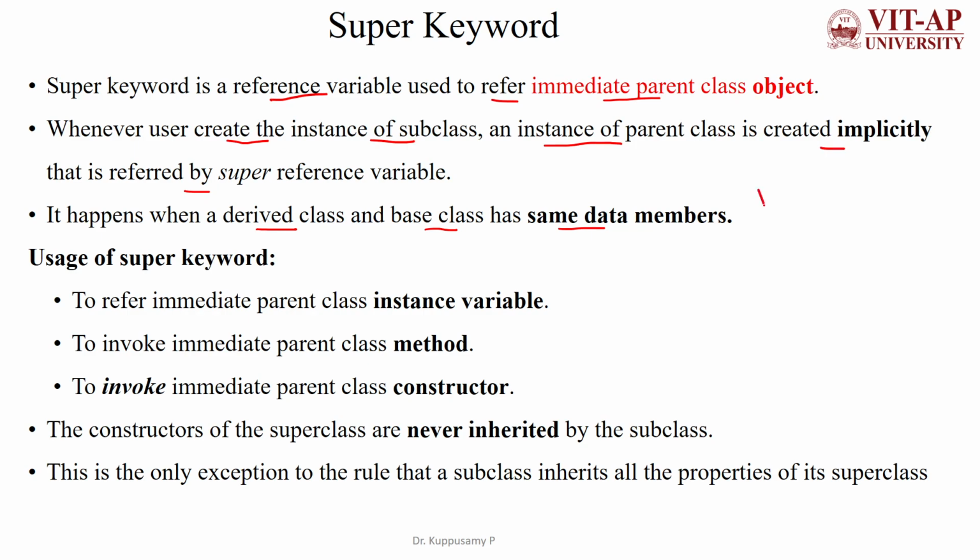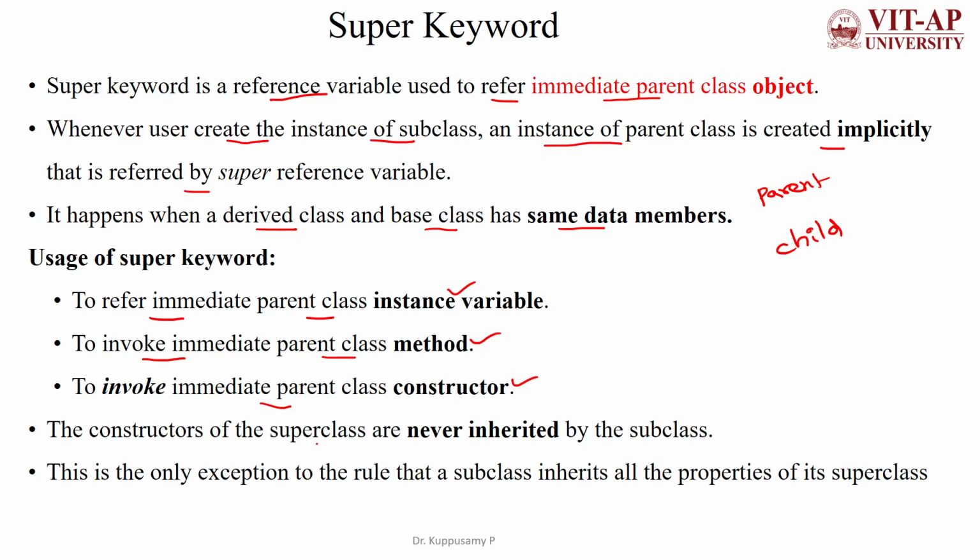When the parent class and child class both have similar variables with the same data type, at that time we can use this super keyword. Usage of super keyword: to refer to the immediate parent class instance variable, that means object variable, to invoke the immediate parent class method, and also to invoke the immediate parent class constructor.